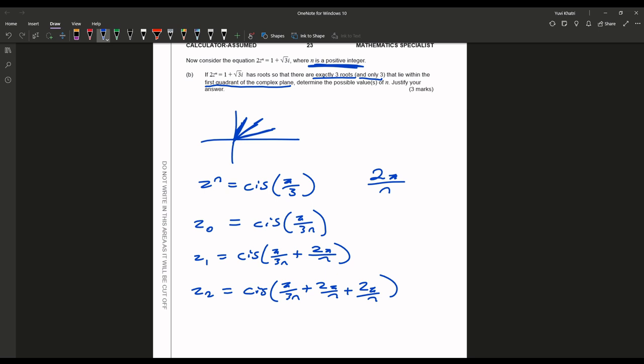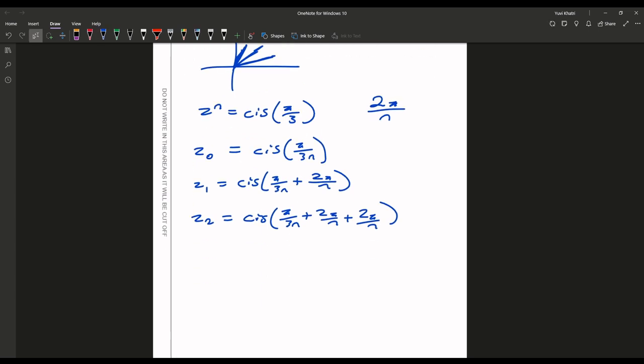And so on. So what we're going to do is generalize this, so we can see a pattern. We'll call zk the kth root of z. So if k equals 0, then it's the 0th root. If k is 1, then it's the first root, and so on. And we'll remember that k equals 0 is z0, so that's the first root. And we want z0 up to z2 all being in the first quadrant.